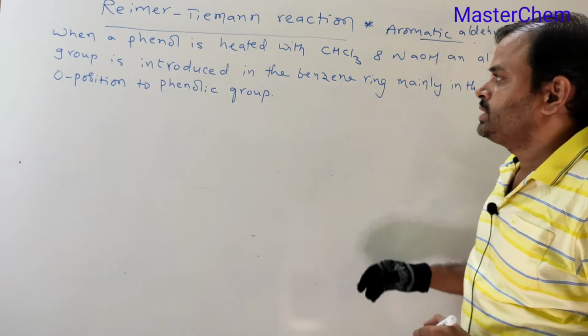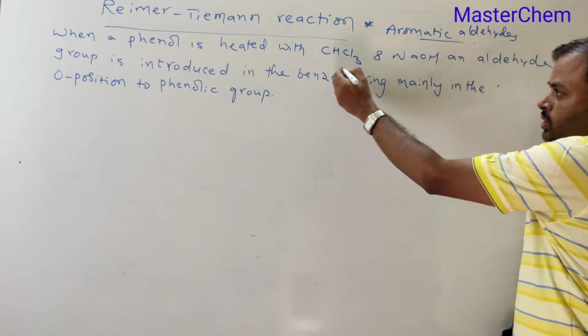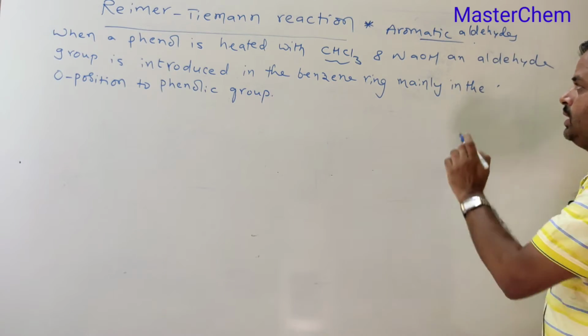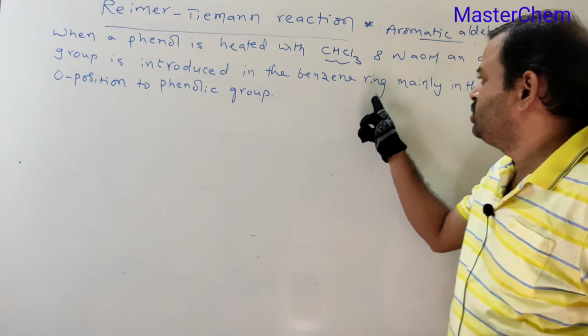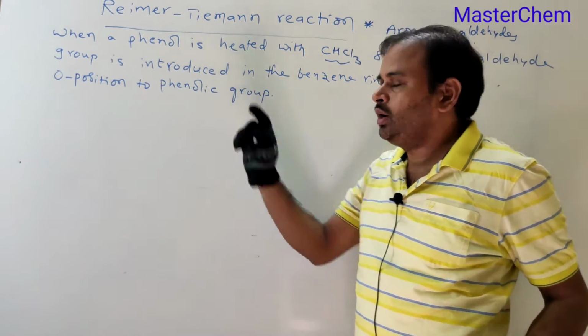When a phenol is heated with CHCl3 and NaOH — what is CHCl3? It is chloroform, and NaOH is the base — an aldehyde group is introduced in the benzene ring, mainly in the ortho position to the phenolic group.